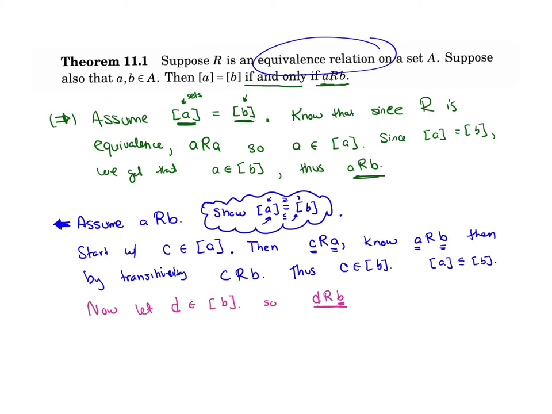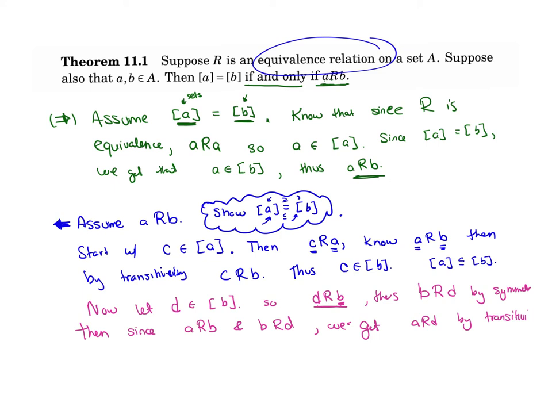So I can say that B is related to D by symmetry. Then since A is related to B, and we just got that B is related to D, we get that A is related to D by transitivity. And again, for the definition of equivalence class, I really need the D first. So D is related to A by symmetry. So that means that D is in the equivalence class of A.